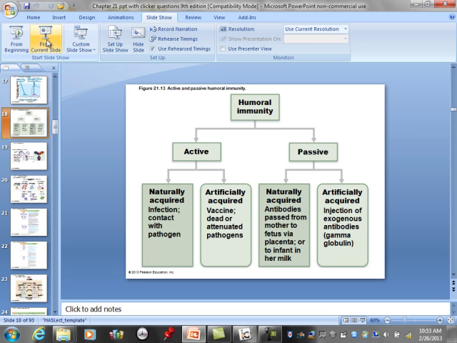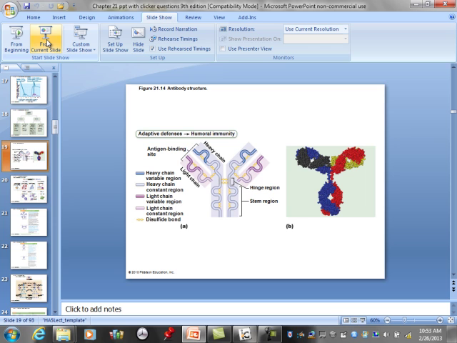Understand what humoral immunity is. We're going to talk about antibodies next class, but antibodies are the actual chemical substances. So we'll pick up with that on Thursday.